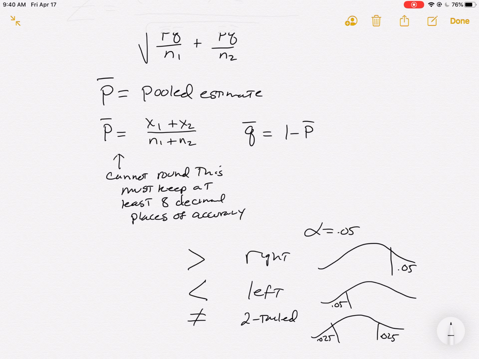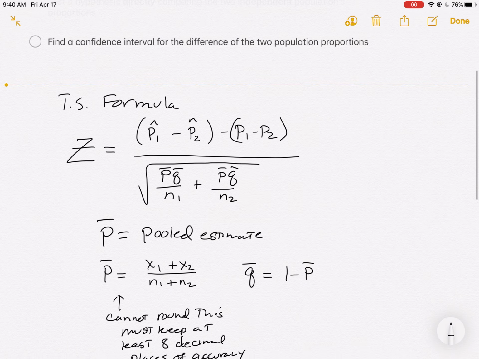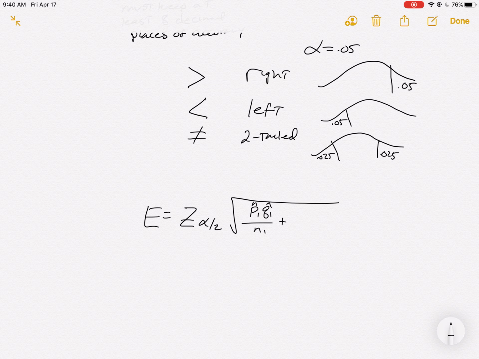So the other thing that we're going to do, if I scan back up here, is to find a confidence interval for the difference of the two proportions. So when you go to get your confidence interval, you're going to need to get an error. And that error formula looks like this. It's z alpha over 2 square root of p1 hat q1 hat all over n1 plus p2 hat q2 hat all over n2. And that's also typed out on that 416, 417 page there.